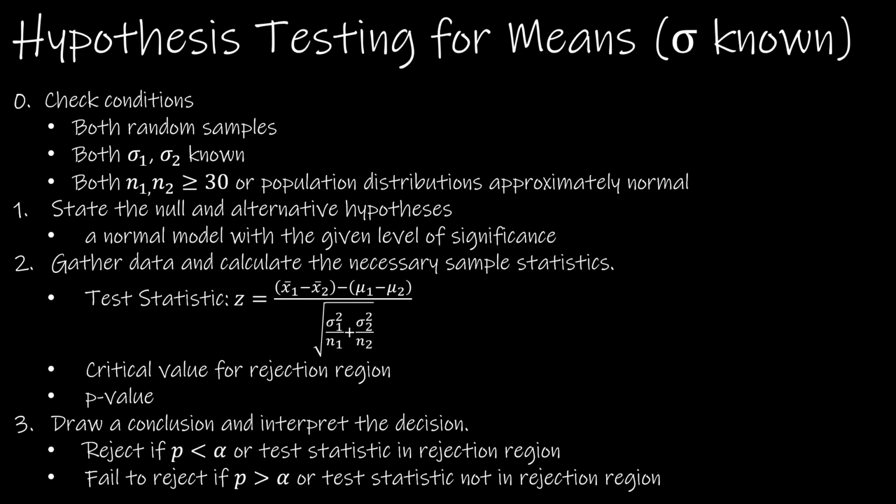The main thing is now the test statistic is a little bit more complicated, but we're still finding the critical value and the p-value, and we're still rejecting or failing to reject for the same reason. So let's talk a little bit about the test statistic before we move on. The z-score is found by quite a bit.